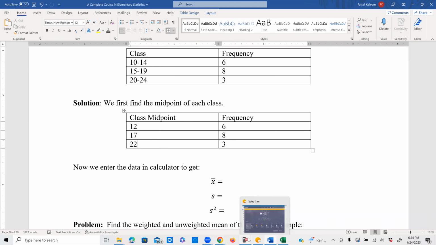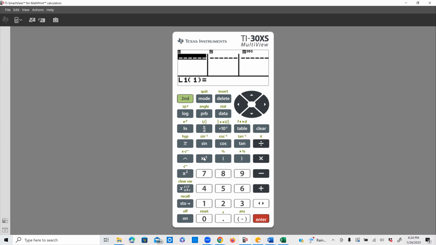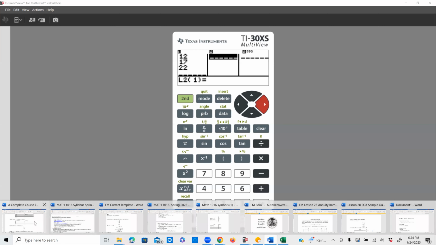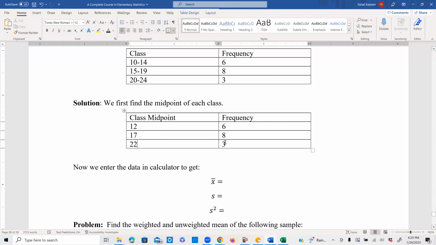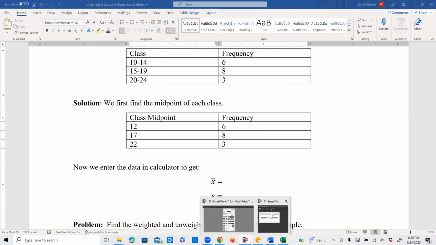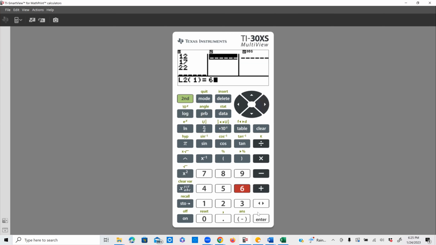So go back to the calculator. First point was 12, enter, 17, 22. And then we scroll to the right to enter the frequencies. We'll enter the frequencies in the L2. So the first frequency was 6, then 8, and then 3. 6, enter, 8, enter, 3, enter.